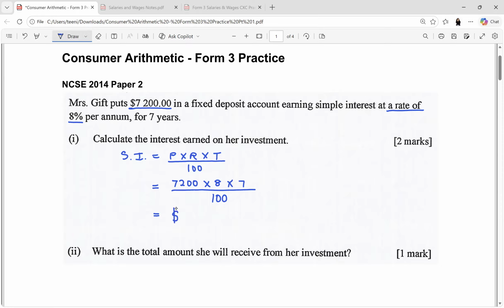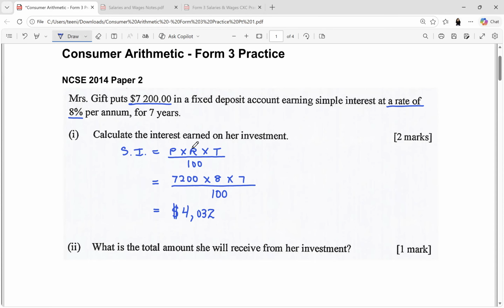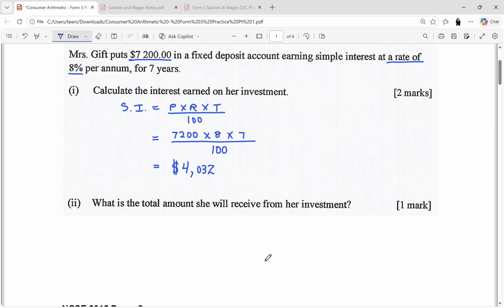Did you get the answer yet, Soraya? Miss, I got 4,032. Yes, that's correct. Everybody else got that? Yes, miss. $4,032 is the answer. All right. Good. So that would be the interest on her investment. Now, what is the total amount she will receive from her investment?